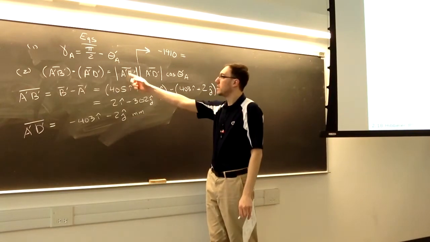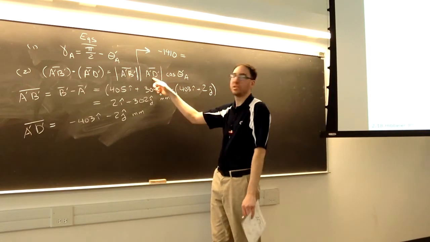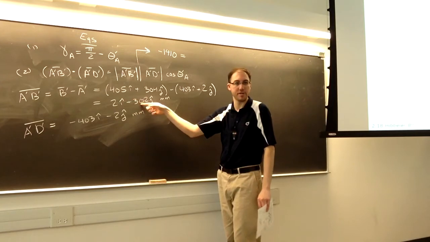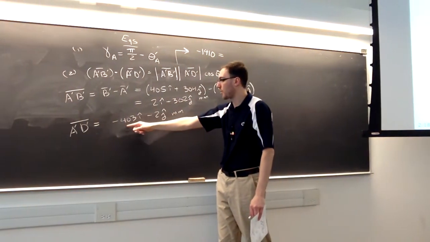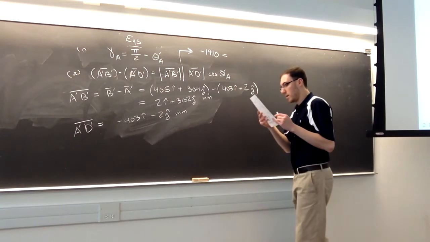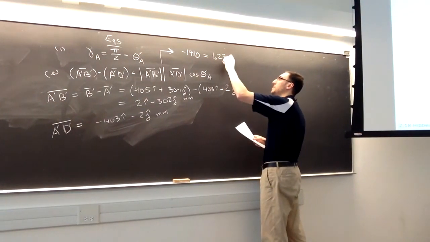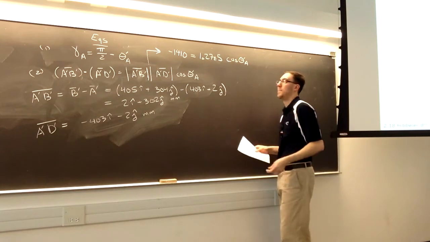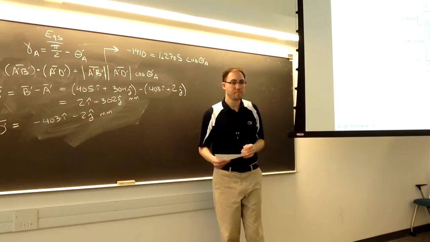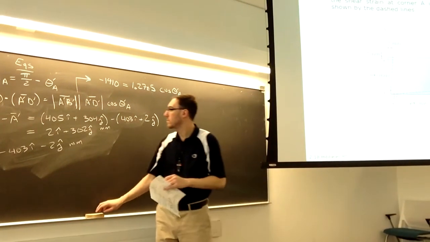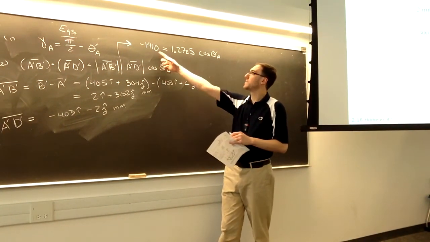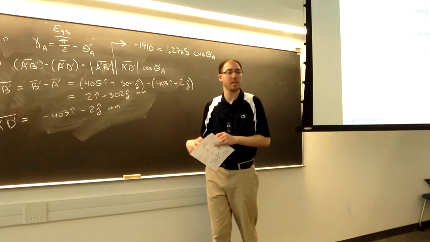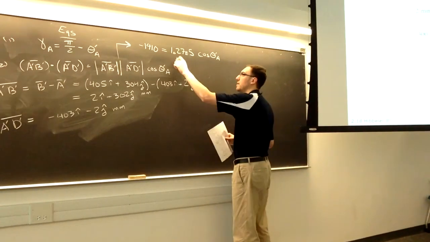And my right-hand side, I have to take the magnitude of A prime B prime times the magnitude of A prime D prime. I have to take the magnitude of this, which will be the square root of 2 squared plus 302 squared, times the square root of 403 squared plus 2 squared. That gives me 1.27 times 10 to the 5th. And for right now, I'll carry cosine theta prime A. I have my left side, I have my right side. The only thing I don't know is theta prime A. I can divide both sides by the 1.27 times 10 to the 5th, and I can take the arc cosine of that.